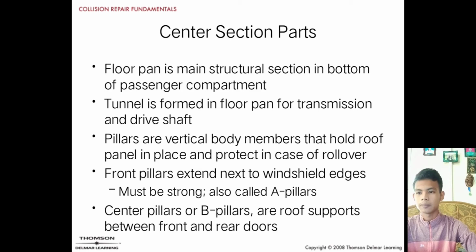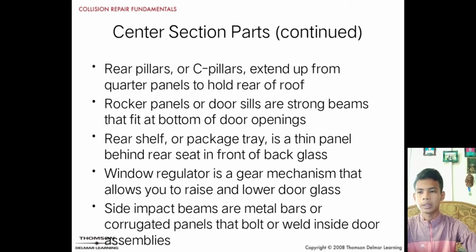Center or B pillar is the roof support between the front and rear door. Rear pillar or C pillar extends up from the quarter panel to hold the rear of the roof. Rocker panel or door sill are strong beams that fit at the bottom of the door opening. Rear shelf or package tray is a thin panel behind the seat in front of the back glass.